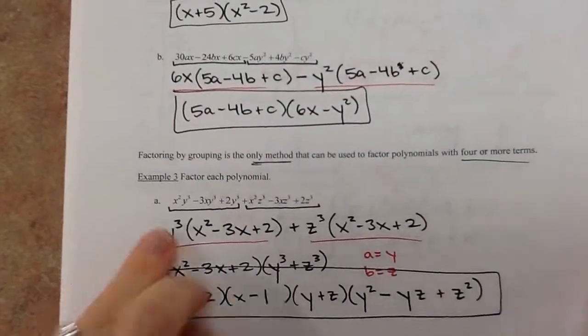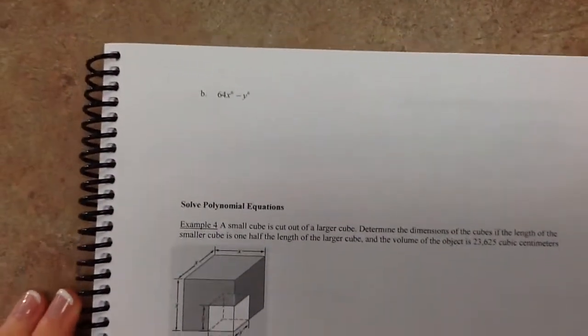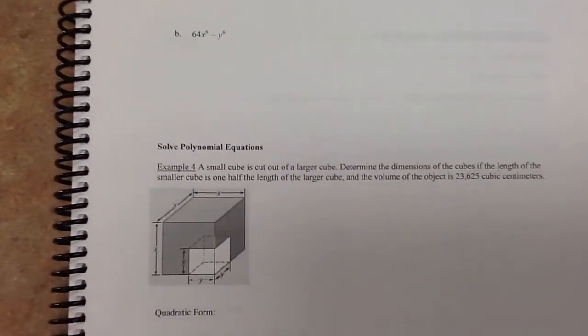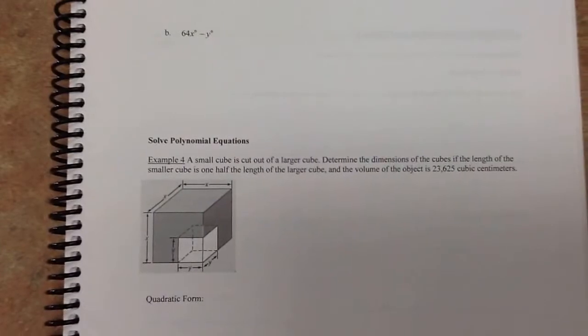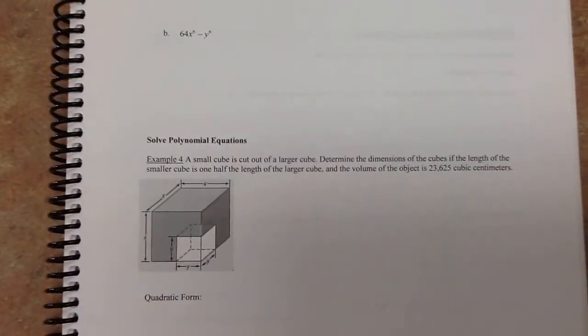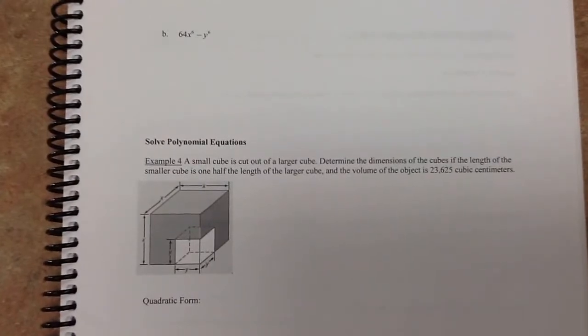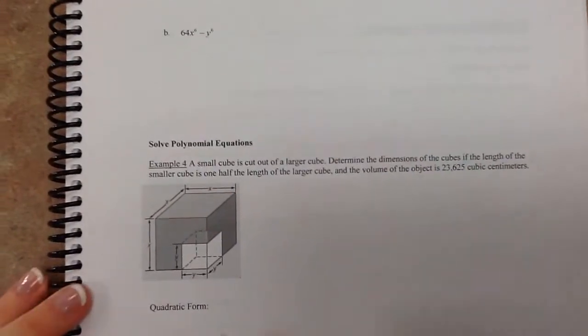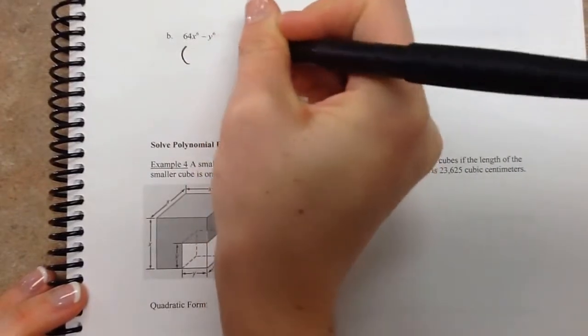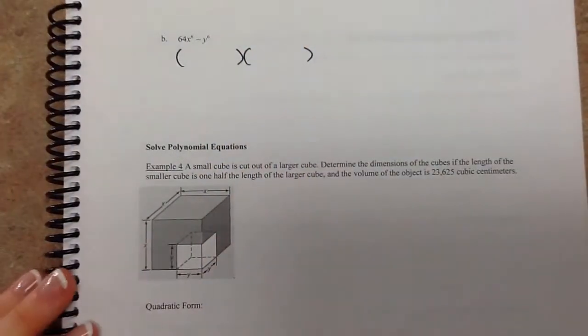We've got one more similar problem here. This one, 64x to the 6th minus y to the 6th. I can either treat this as the difference of squares first or the difference of cubes. We're more familiar with the difference of squares, so let's start there. We could do either one though, like I said.